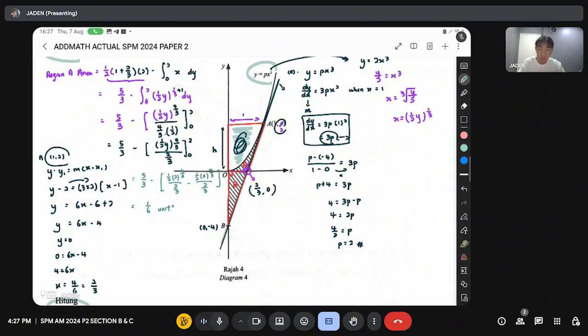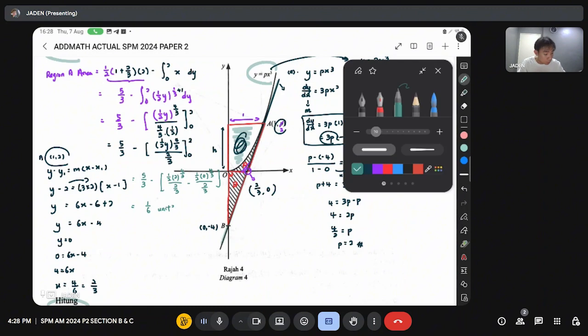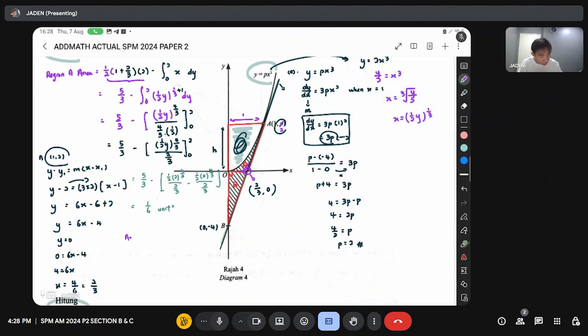Then region B is much more easier and straightforward because it's a right angle triangle. So you want to do area B is 1 over 2 times the length. The length is actually from 0 to 2 over 3. So this is 2 over 3 times the height. The height is from O to B, which give you 4 units. You can ignore the negative. Okay, so 1 over 2 times 2 over 3 times 4 will end up with a result of 4 over 3 unit square.